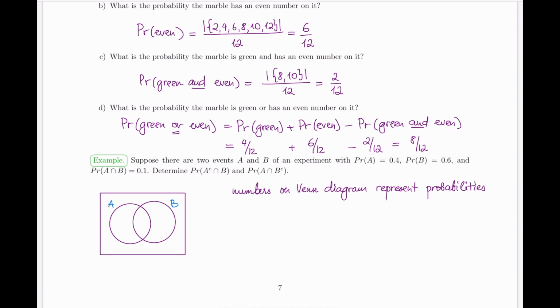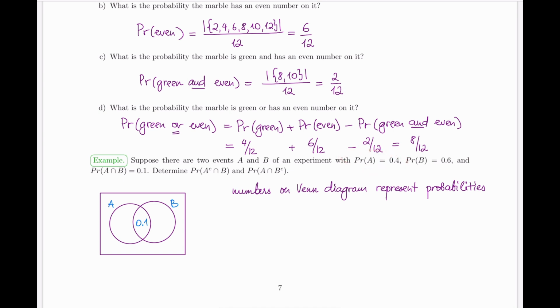So what am I going to have here? I have that the probability of A is 0.4, but again, I can't put that down because I have more than one region within A. Probability of B is 0.6, also can't put that down, don't know where to place it, but I know that the probability of the intersection is 0.1, and that is something I can place. And then I'm going to work my way out.